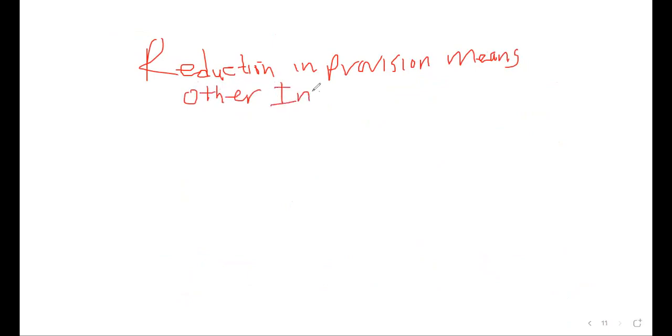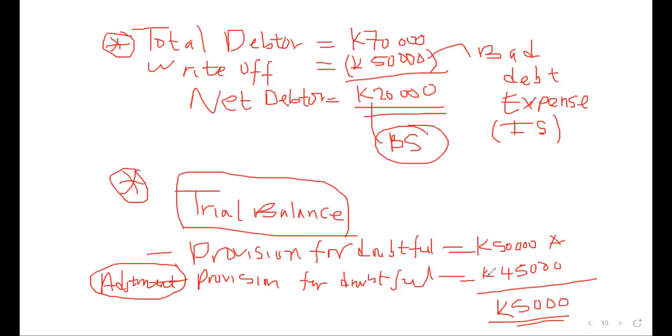Why may I say other income? Because you said that even if I don't get 50,000 kwacha, it is okay. Then you discover that the money that you don't get is 45,000. So meaning you haven't lost anything. The provision has reduced to 45 from a 50 that you had put. So meaning that reduction is your income. I don't know if you're getting my point.